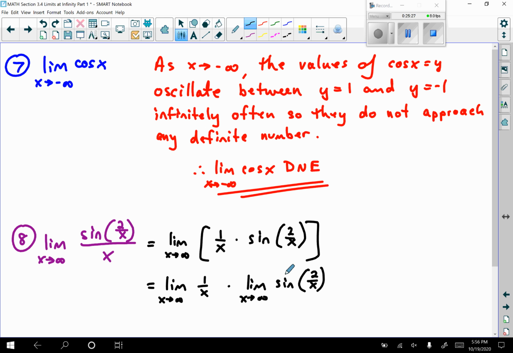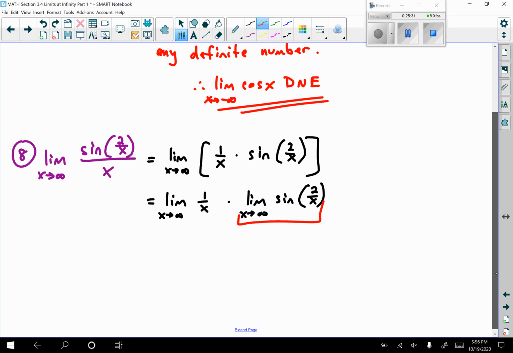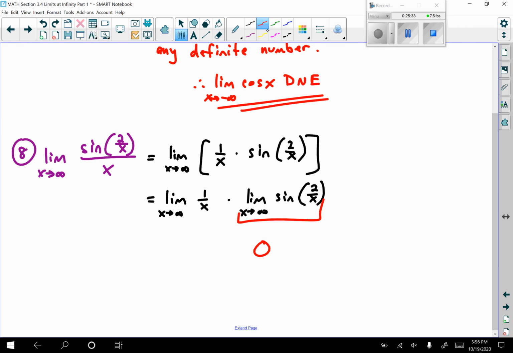Now, didn't we just find this one on the previous page? And we said that that was what? Didn't that come out to be 0? Now this one just becomes 1 over a very large positive number, which is also practically 0. So 0 times 0 gives us 0.